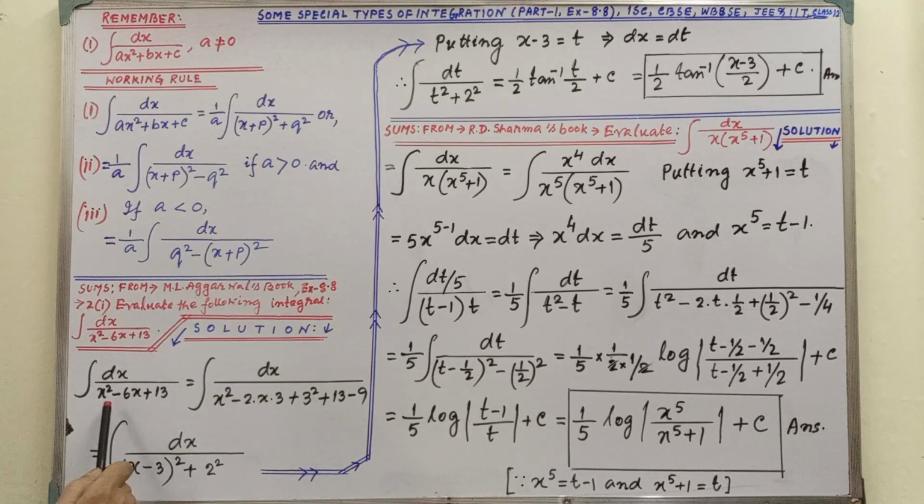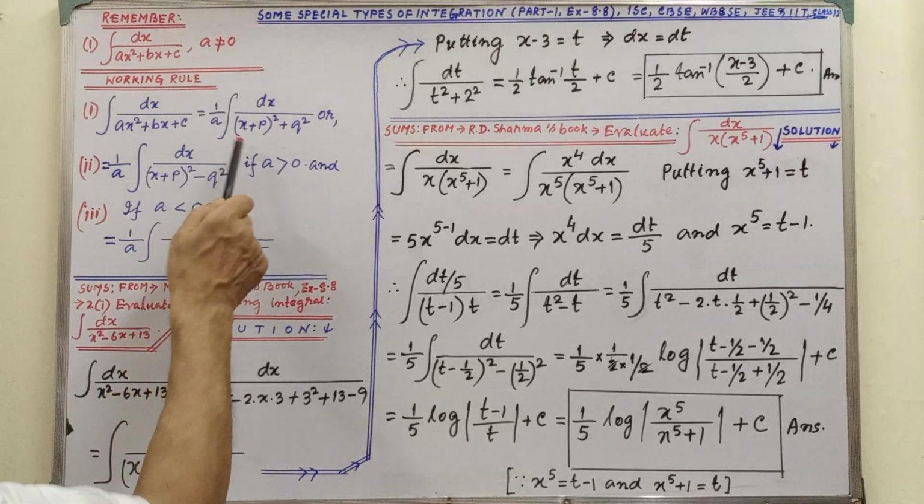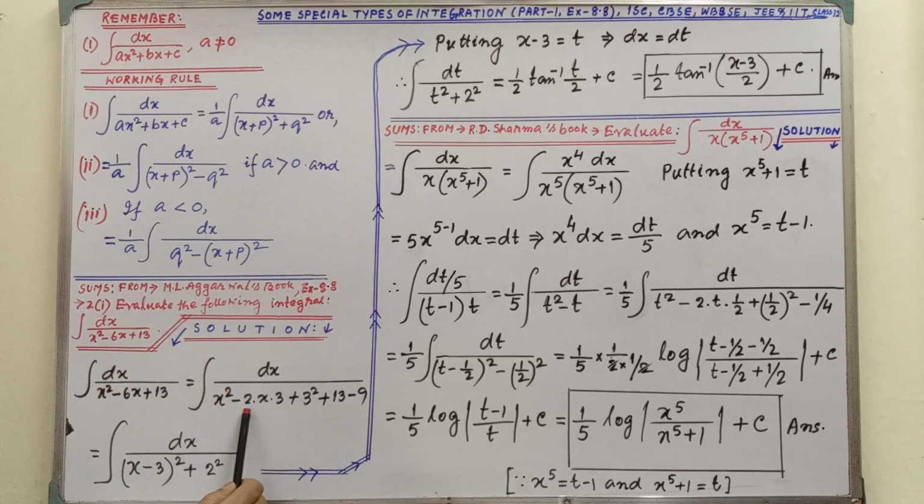After writing the sum, we have to bring the frame, that is square. This is why x square minus 2 into x, here is 6x, so naturally here will be 3. Then 3 square plus 13, but 3 square we are adding, 3 square means 9, that we have to subtract. Now x square minus 2x into 3 plus 3 square, that is x square minus 2ab plus b square, that is x minus 3 whole square, and this 13 minus 9, that is 4, so plus 4 square.